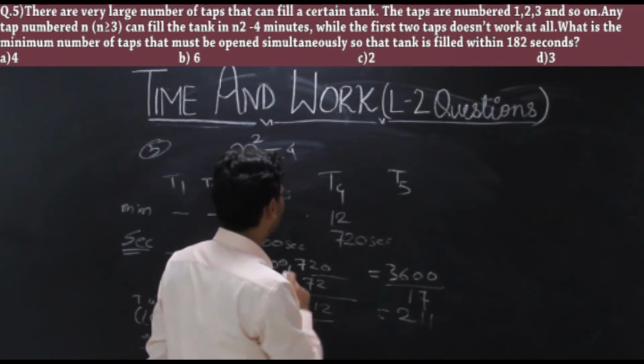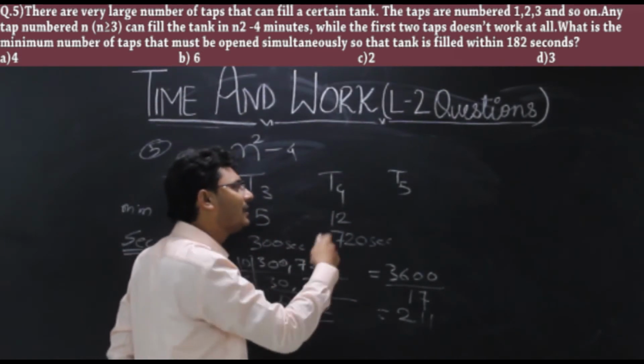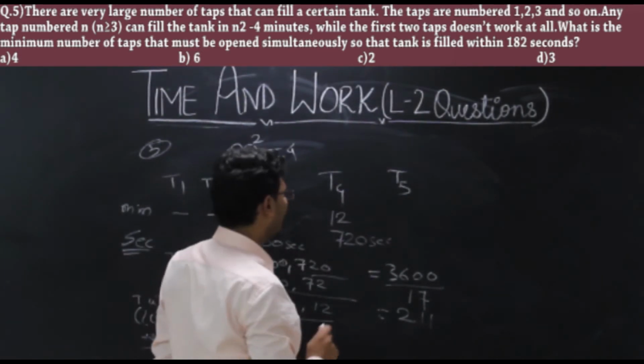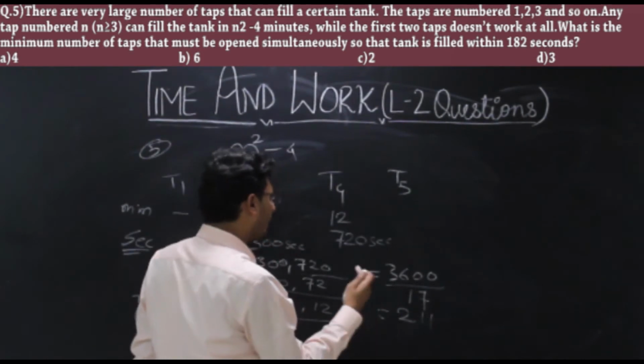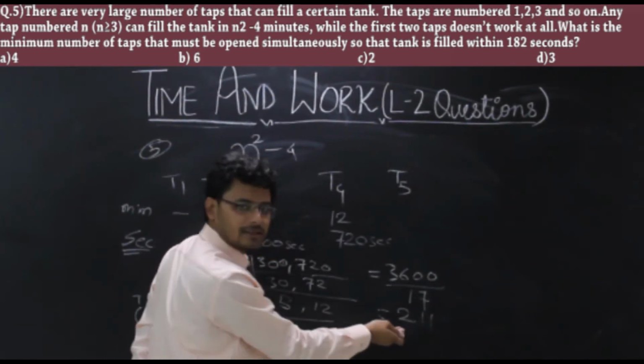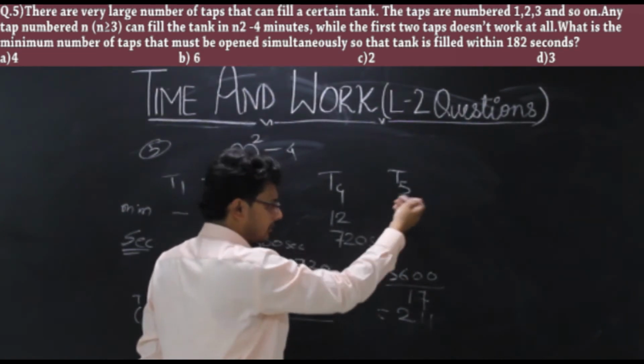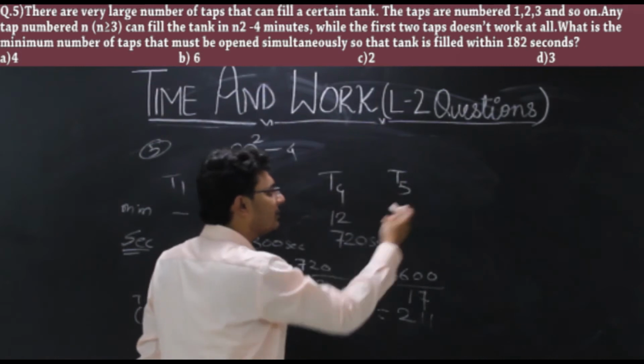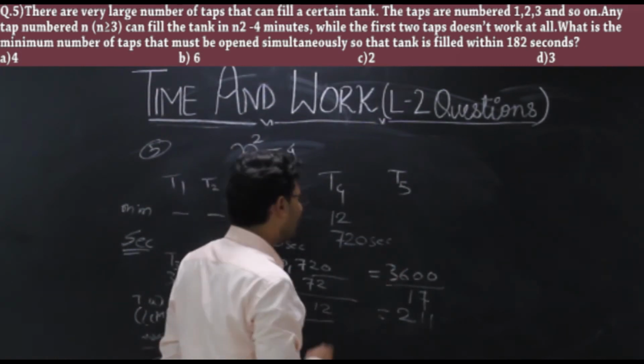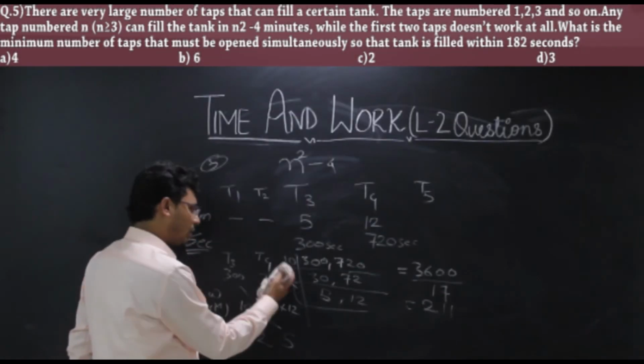So the answer is obviously not 2 pipes. The obvious answer by logic is nothing but the 3 taps, because I hardly need to reduce 30 more seconds. If the 5th pipe comes into the picture, that too of more efficiency, all 3 together will do that. But let's look at that. For 2, this is not sufficient.